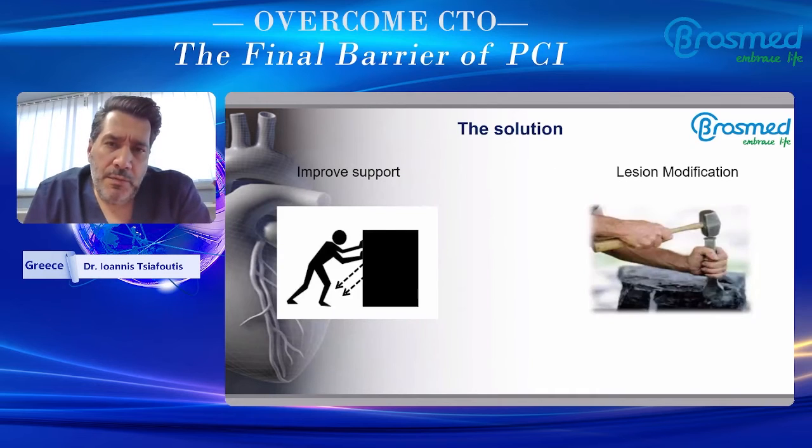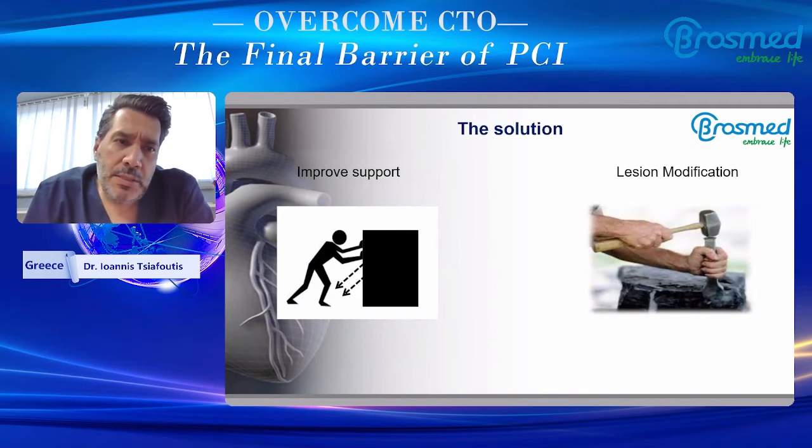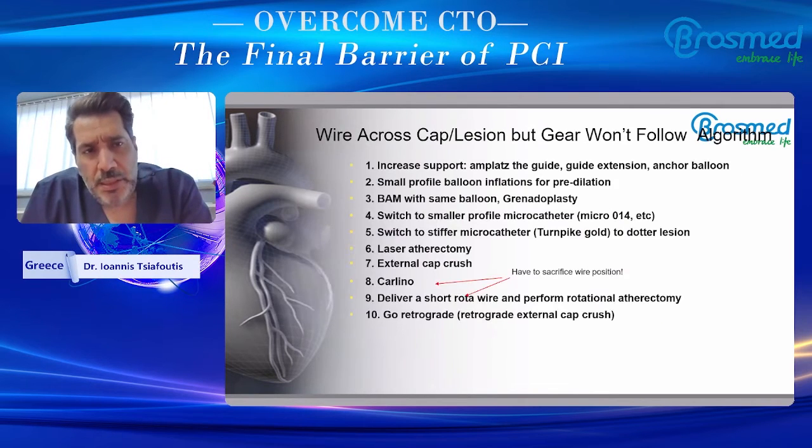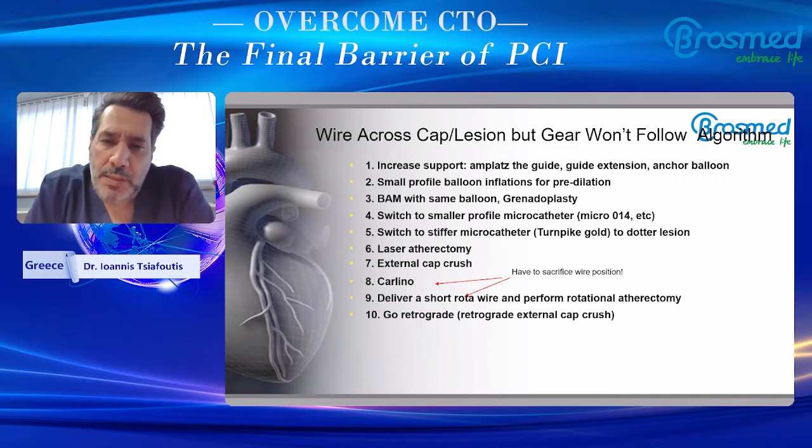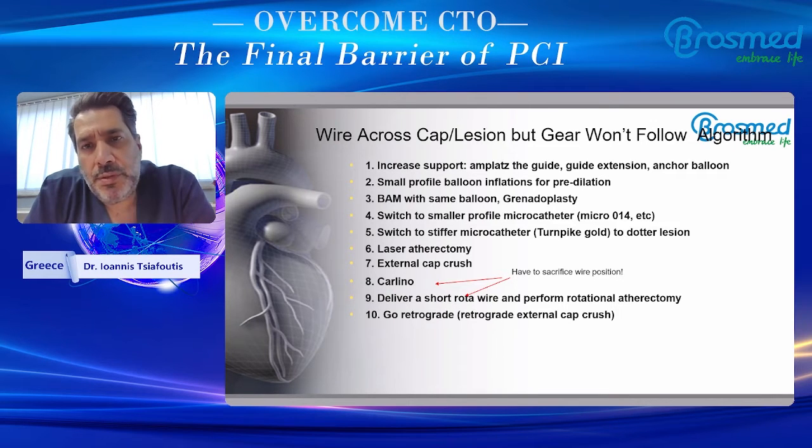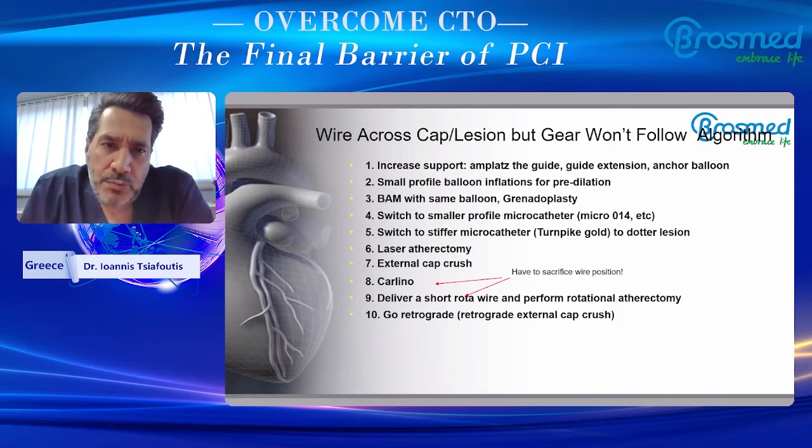And at this point, we have to find a solution. In that case, we have to do something to improve support or to do lesion modification. And as the previous speaker showed, there's an algorithm we can try to follow. First, we have to increase support with a more supportive guide like Ambulance. We use a guide extension like Guideliner. We do an anchoring balloon. Then we can use a low-profile balloon for predilation. We could do balloon-assisted microdissection with the same balloon, called a granuloplasty.